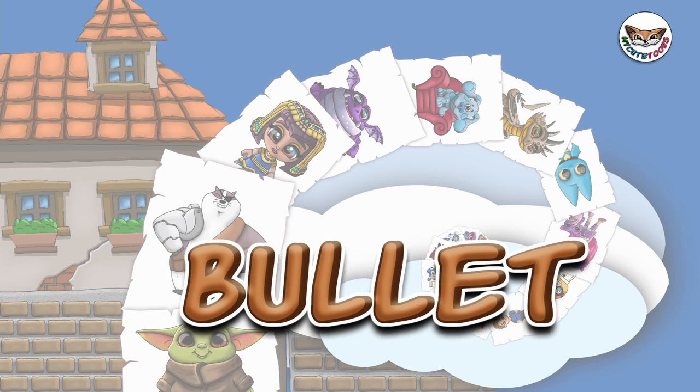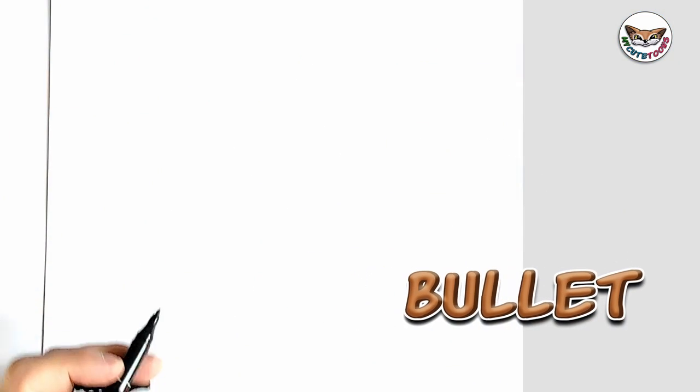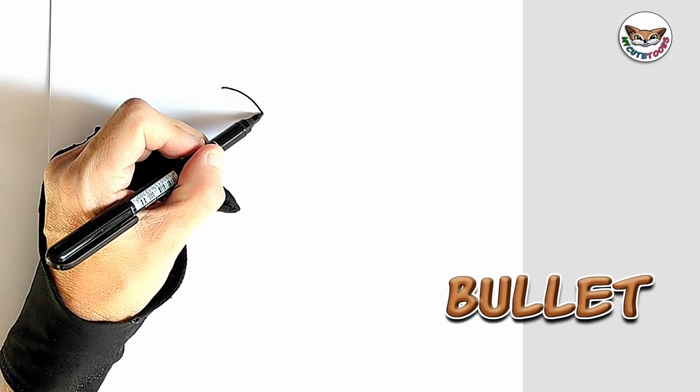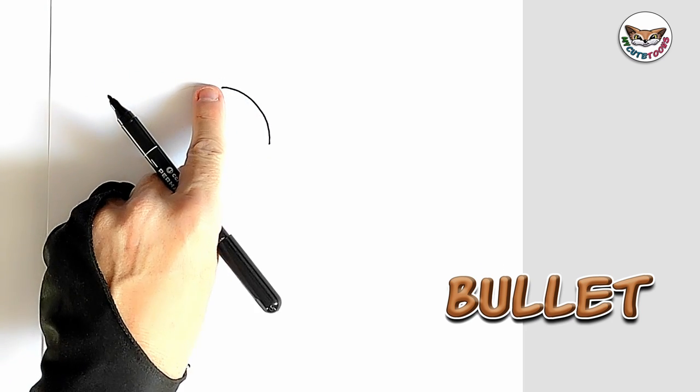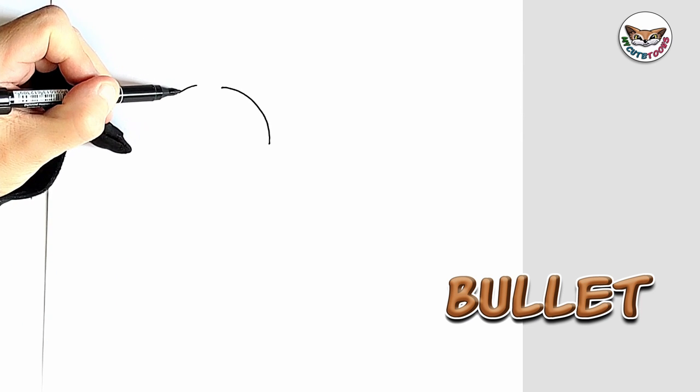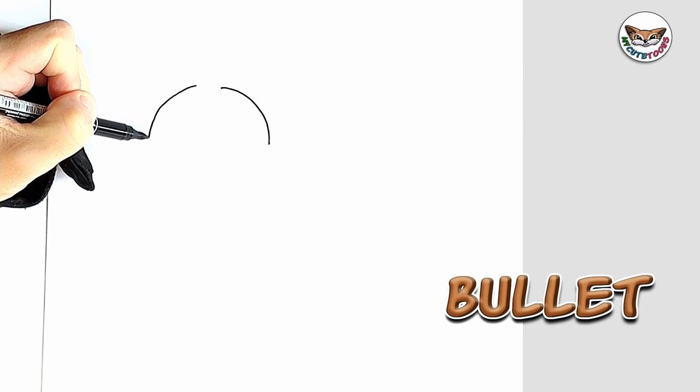Grab your marker and follow along with me. We're going to start with Bullet's head, and we're going to start with the top part. I'm going to start here on top, and I'm just going to make a nice curve downwards. I'm going to leave a gap open about the size of my finger, and I'm going to start on this side, and I'm just going to make another curve downwards.